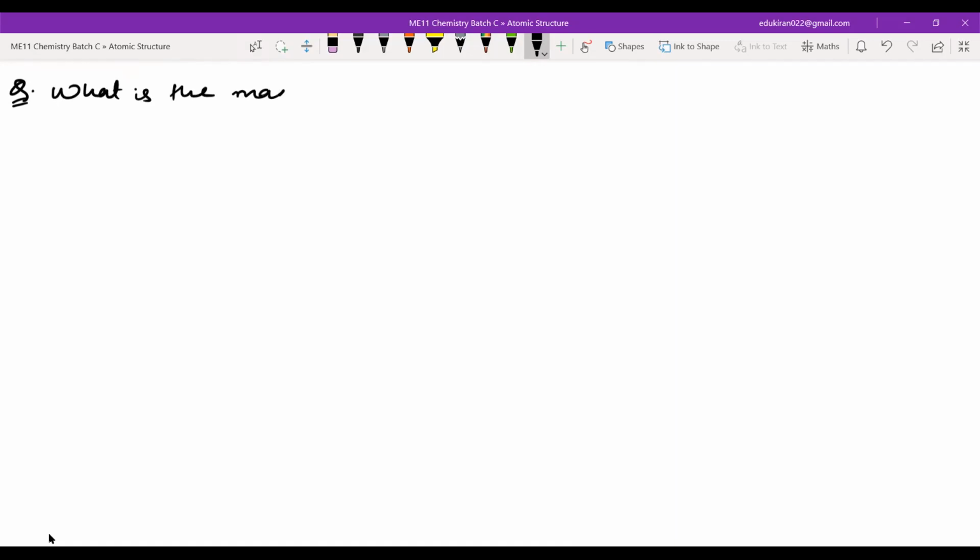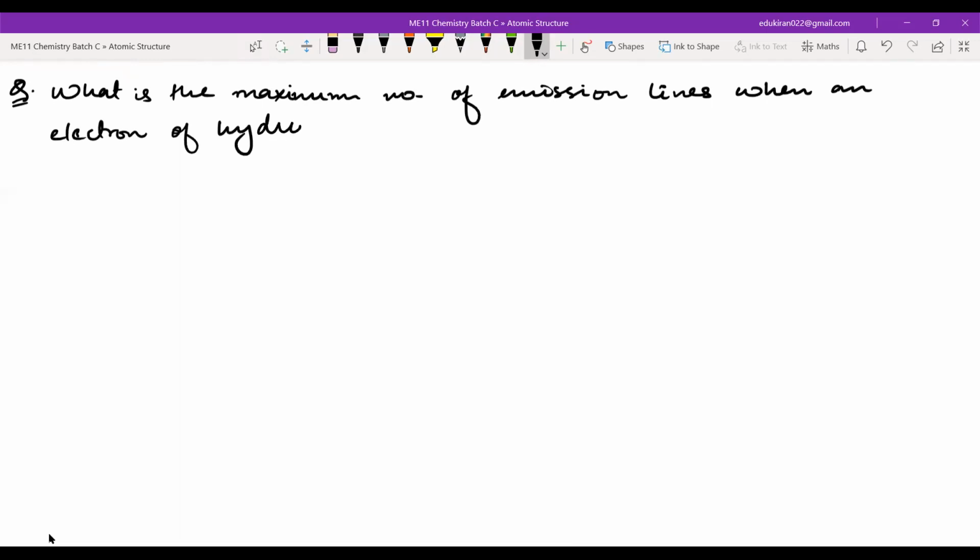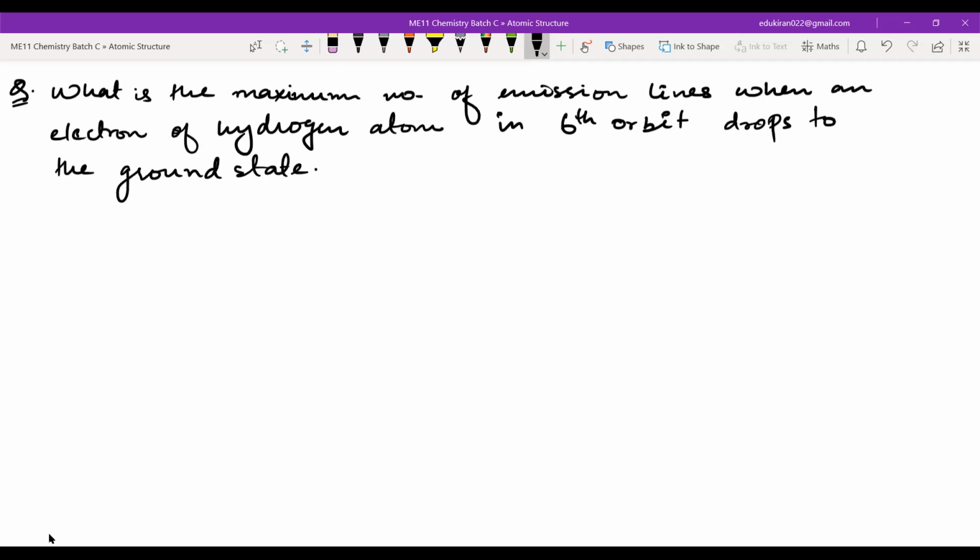Question: What is the maximum number of emission lines when an electron of a hydrogen atom in the sixth orbit drops to the ground state? Okay, so we have n is equal to 6.